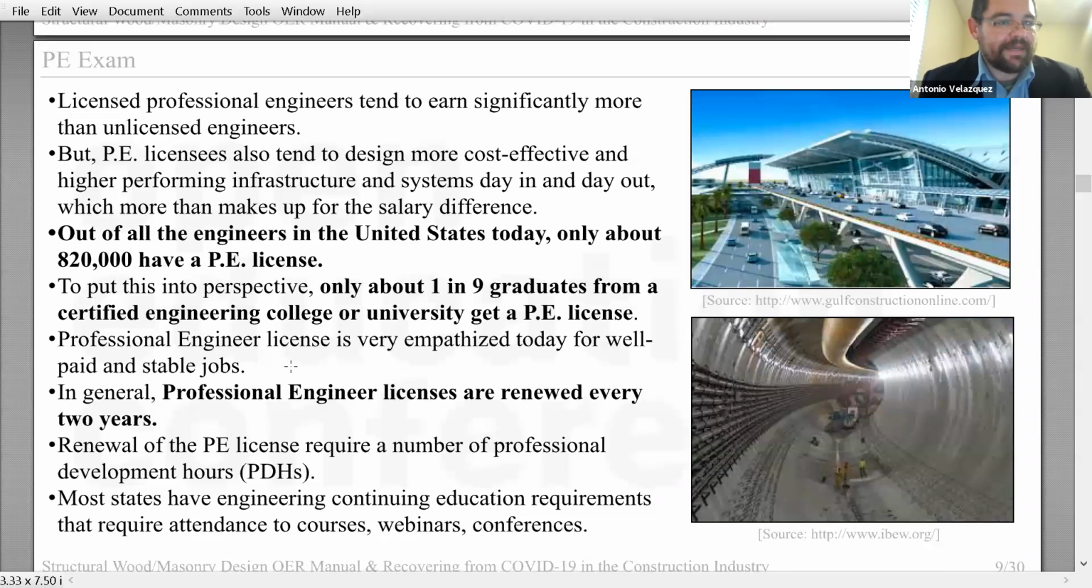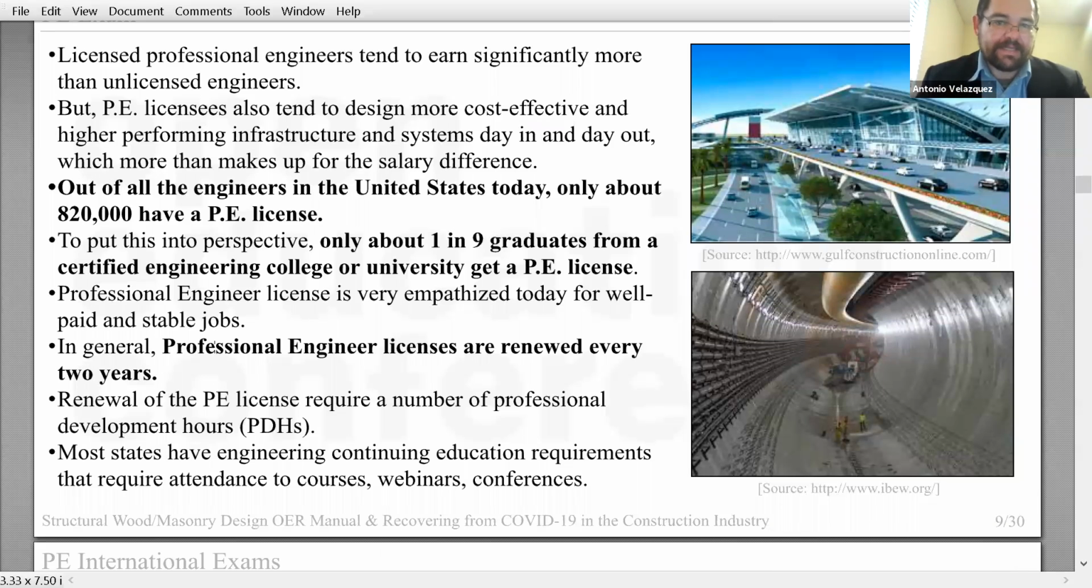The exam: licensed professional engineers tend to earn significantly more money, as I just mentioned, but they also tend to be more trained or more qualified engineers. Out of all the engineers in the United States today, only about 820,000 have a PE license, the whole country, which is very low. I'm talking about out of every 9 graduates, one gets the PE license. So you see, the accreditation rate is very, very low.